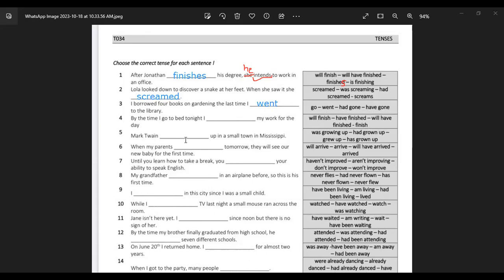By the time I go to bed tonight, I will finish my work for the day. I have finished my work for the day. I will have finished my work for the day. Or I finish my work for the day. I have finished, or will have finished. Will have finished.